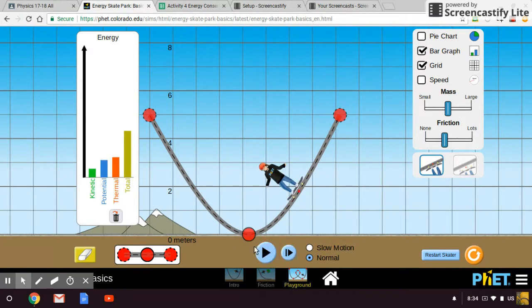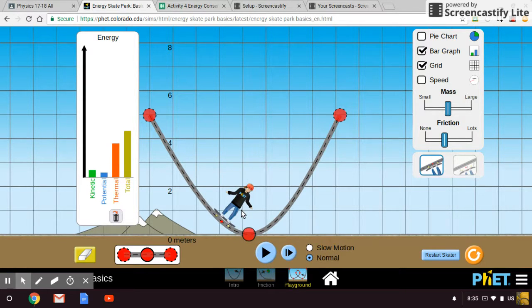If I stop it, the sum of these three, what would they equal? Yes, that's right, 100 joules. If you added these up, they would equal this, and we're just pretending that it's 100 joules. So there's always a total of 100 at any point because energy is conserved. It doesn't get destroyed, it just changes forms.